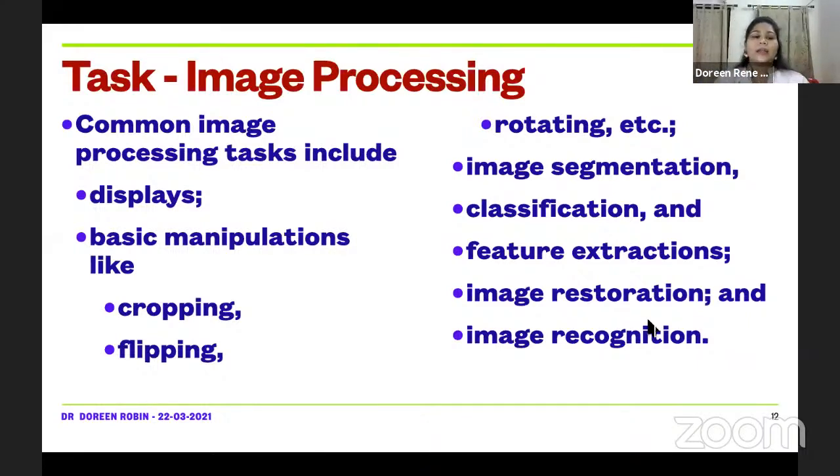So these are the basic manipulations that we are going to do hands-on today. When you want to work with an image, you should know how to work with an image. First is to display an image onto a portal. Second are basic manipulations. Before you go into analytics, we should know the basic manipulations: how to crop an image using Python, flip it, rotate it, segment it. I told you within a disease, only a part has been affected and only that part we're going to segment. Then classifying, feature extraction, image restoration, and image recognition. These are a few of the image processing tasks.